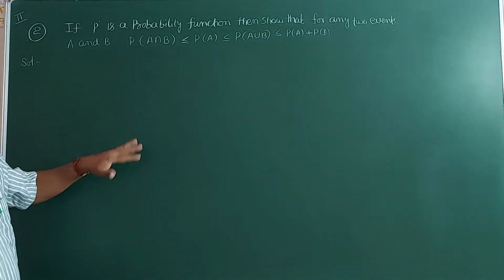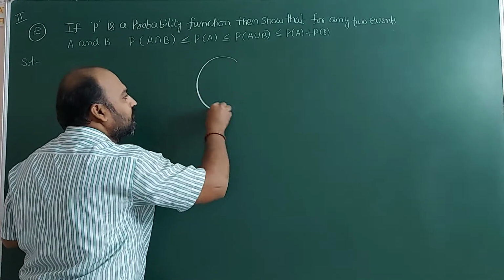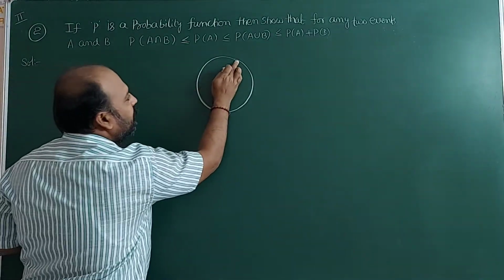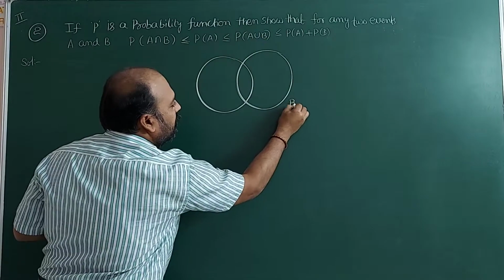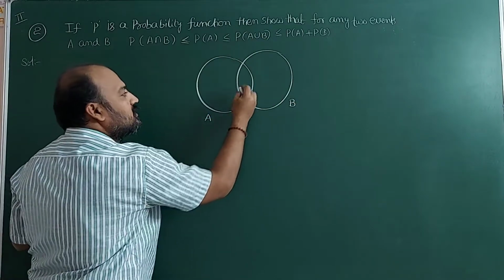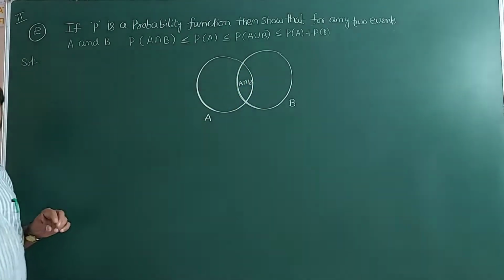See, for this we need to draw the Venn diagram according to the question. This is A, this is B. Obviously, this is A intersection B, the common part of A and B.